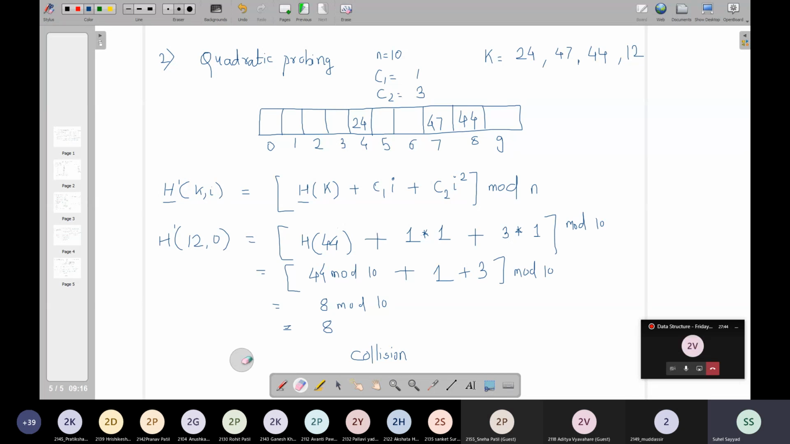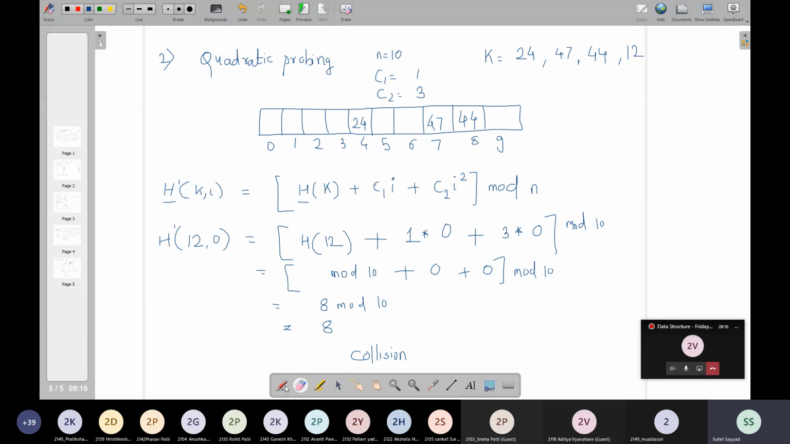Done, completed. Very simple task, right? H dash of 12 comma 0 is h of 12. So this will become 0 as the value of i should be taken as 0. Very important. I hope all of you have taken the value of i as 0. This is very important because, as I told, for every new key value of i should be taken as 0.